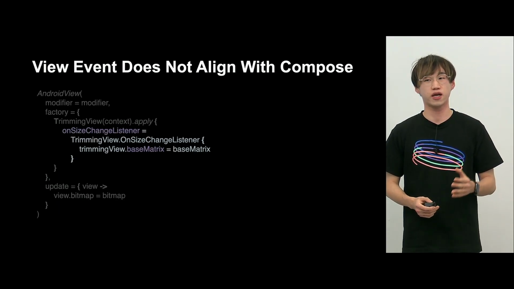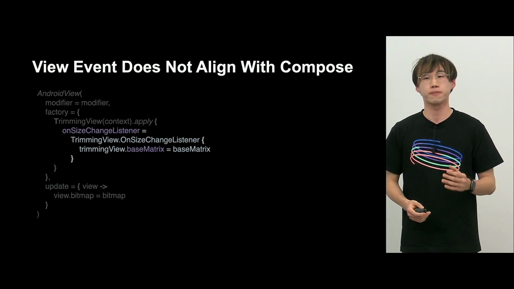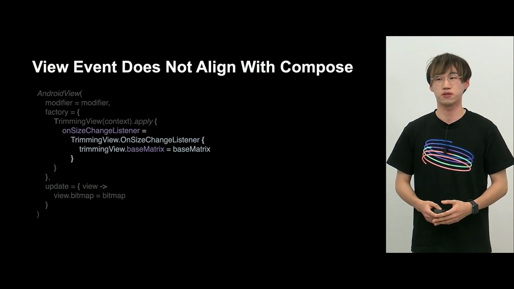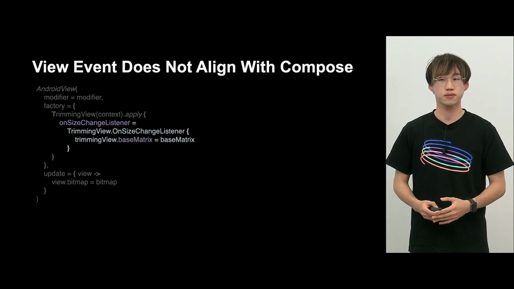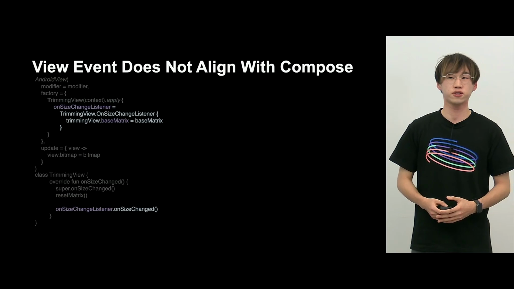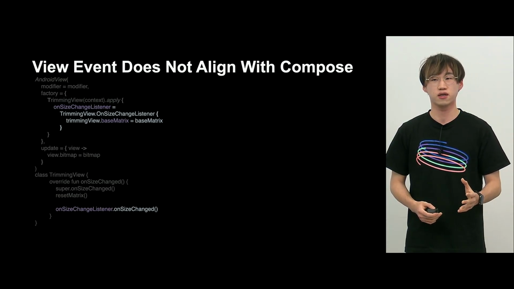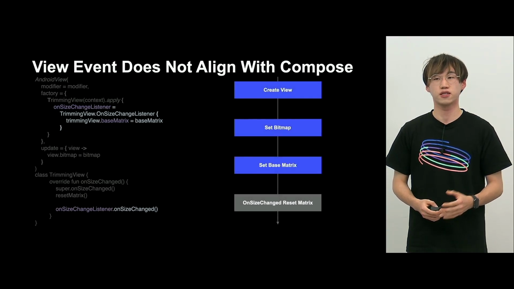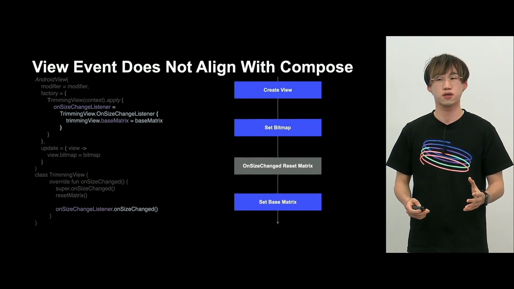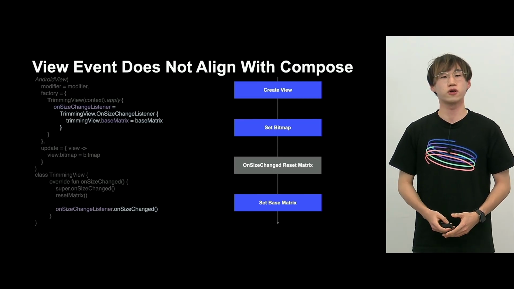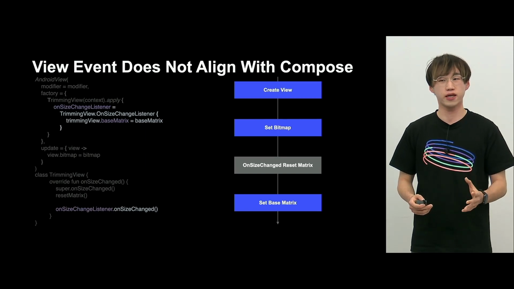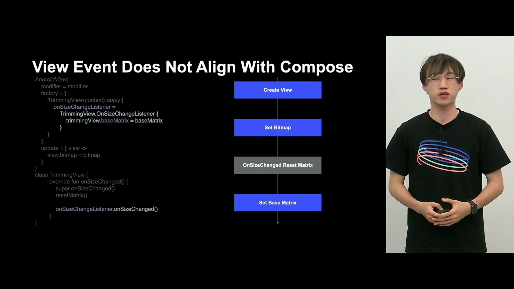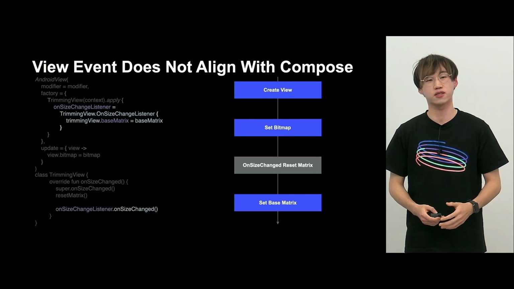To solve this problem, an onSizeChanged listener is prepared as a workaround, and a process to set the base matrix is added. Then, after the size reset, the listener is called. With this, we changed the order of events in this way. Now we can keep the matrix accurate. Now, we've finally solved one problem, but there's actually one more.